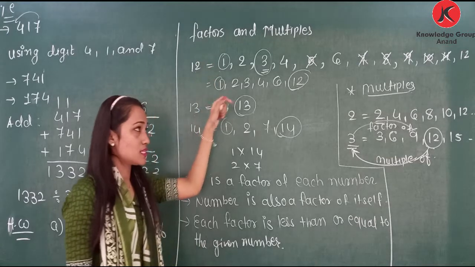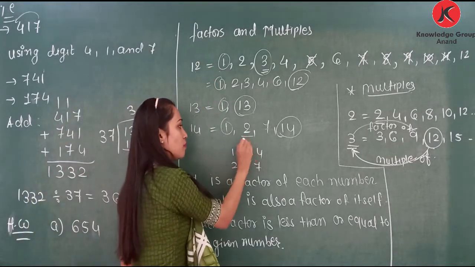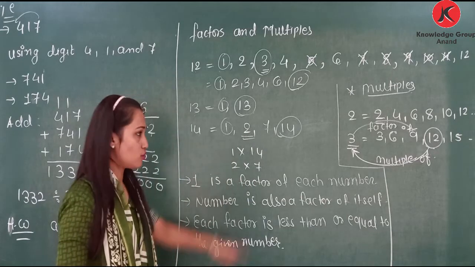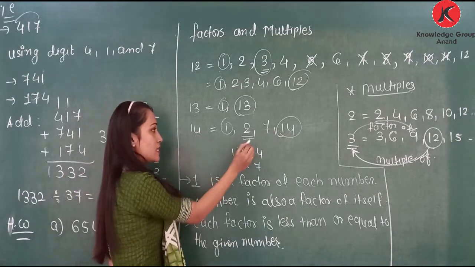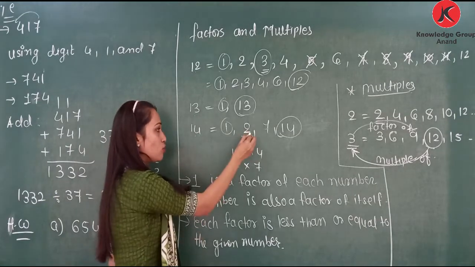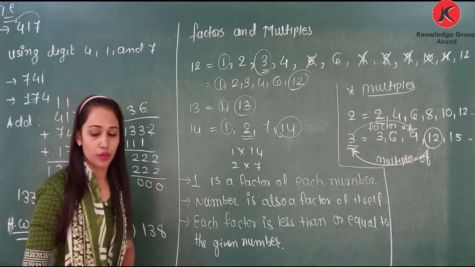So 6 ones are 6, 6 twos are 12, 6 threes are 18. Same, if we take multiples of 2, then you get 14, 2 sevens are 14. So 14 is a multiple of 2 and 2 is a factor of 12. So that you need to remember.